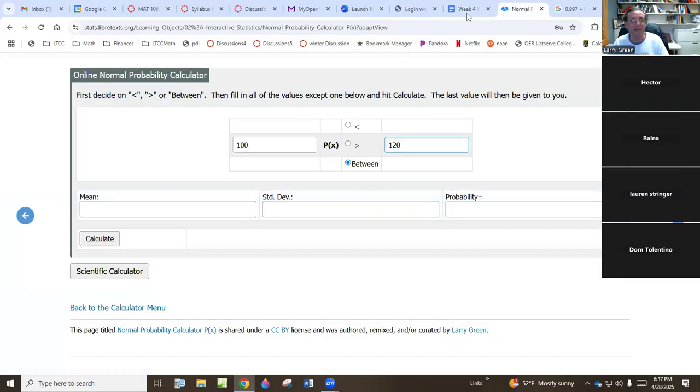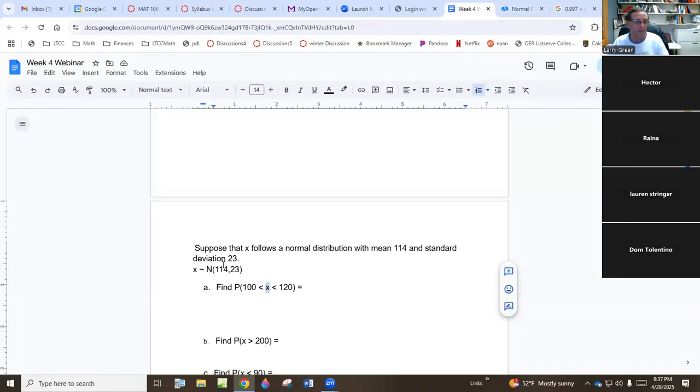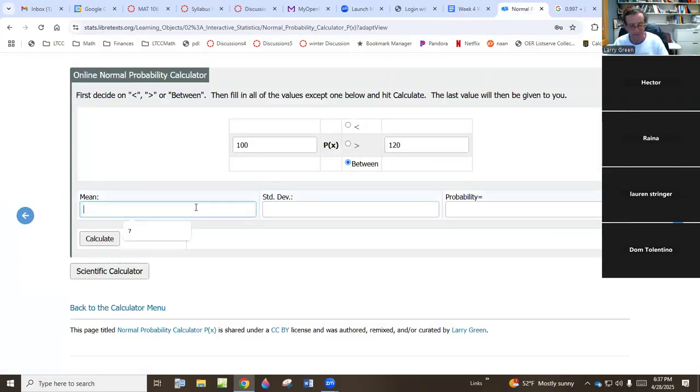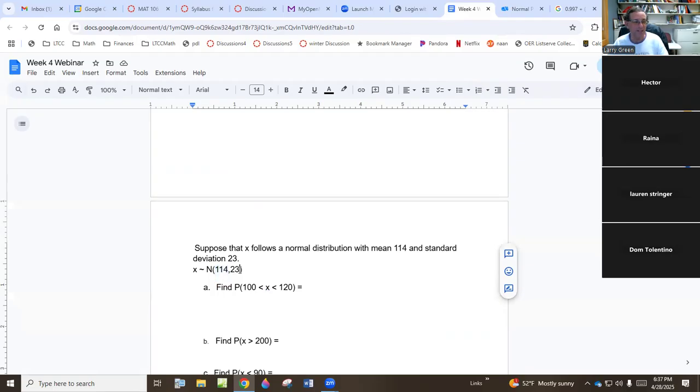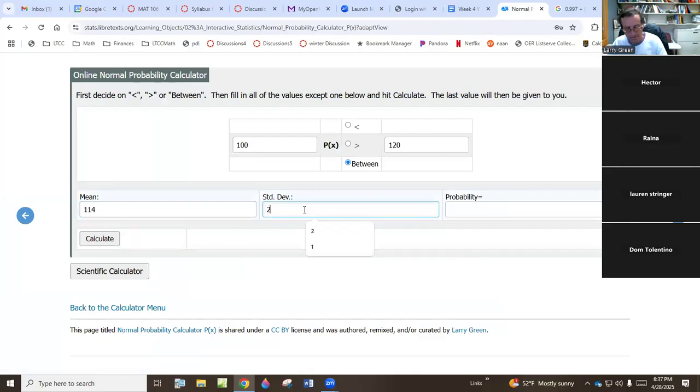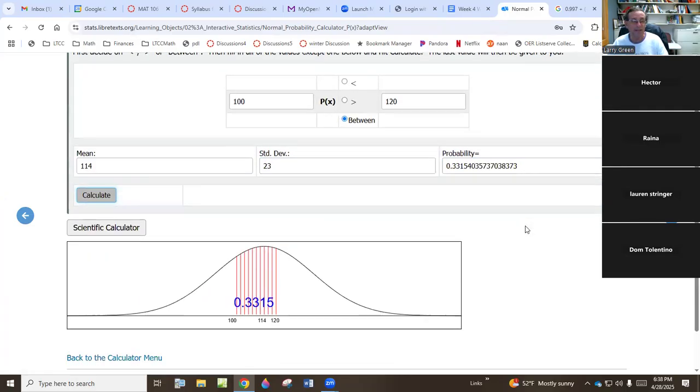Then it asks, what is the mean? So the mean here is 114. It asks, what is the standard deviation? Standard deviation is 23. And it says I'm supposed to leave something blank. I'm going to leave probability blank because that's what I don't know yet. And I hit calculate. And there it is.